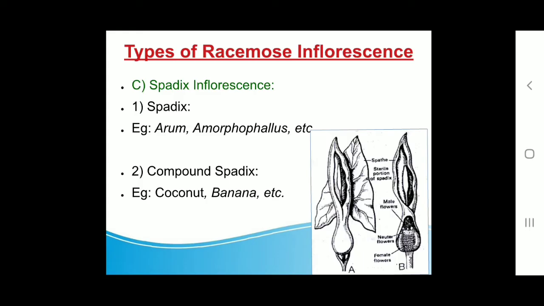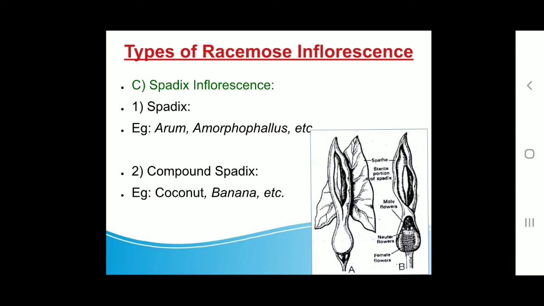Next type, that is the spadix type of inflorescence. It is spadix and compound spadix type. So first we see spadix, in which the main axis is unbranched, thick and fleshy. The flowers are unisexual and sessile. The inflorescence is covered by one or more bracts called spathe. In some plants, the spathe is colored.